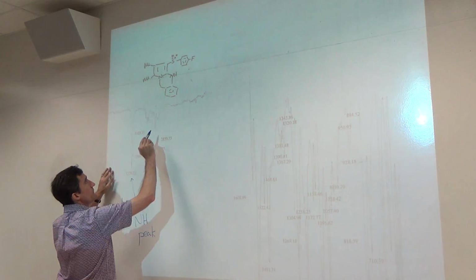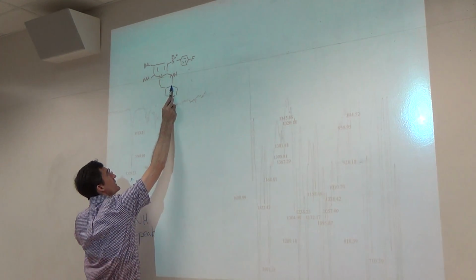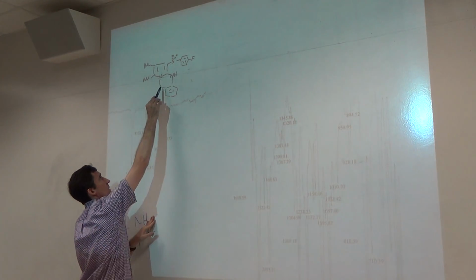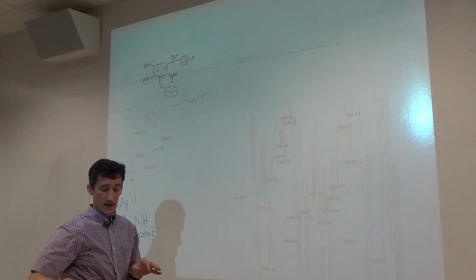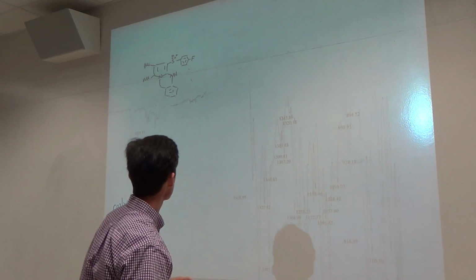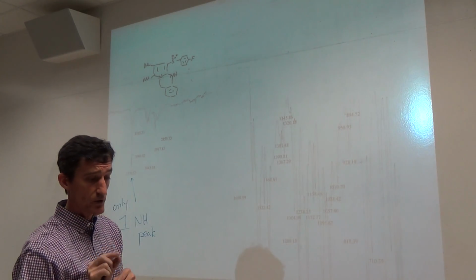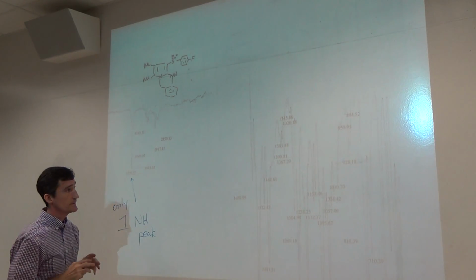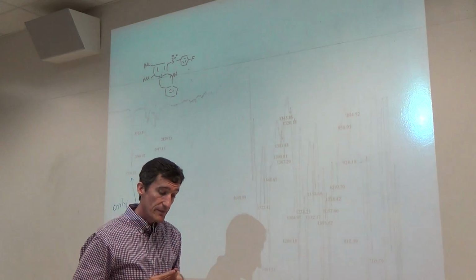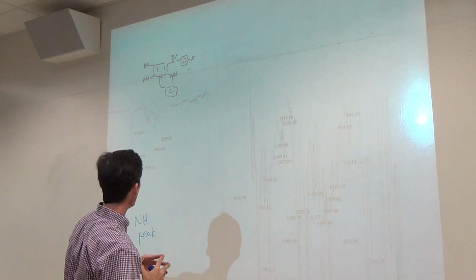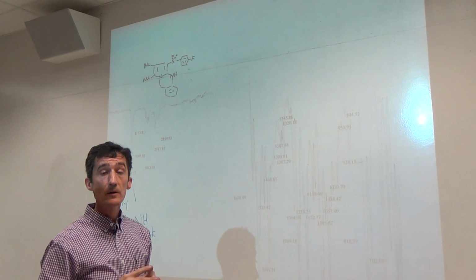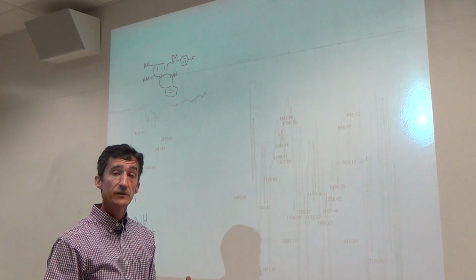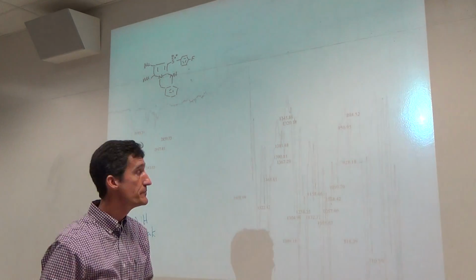Well, what we were trying to make is, as I said, we wanted the nitrogen to bond to that carbon. We end up actually making it on the ring, and the bromine has been lost. But in this product, there's only one NH bond, and so we only expect one NH peak. That right there exhibits how you can simply use IR to tell if you've accomplished the transformation that you want.